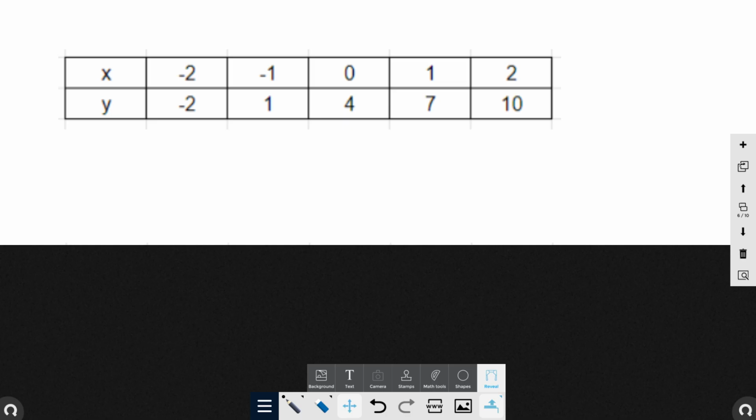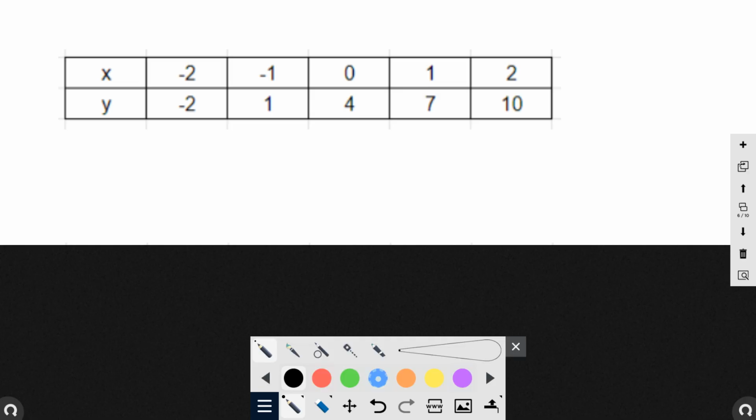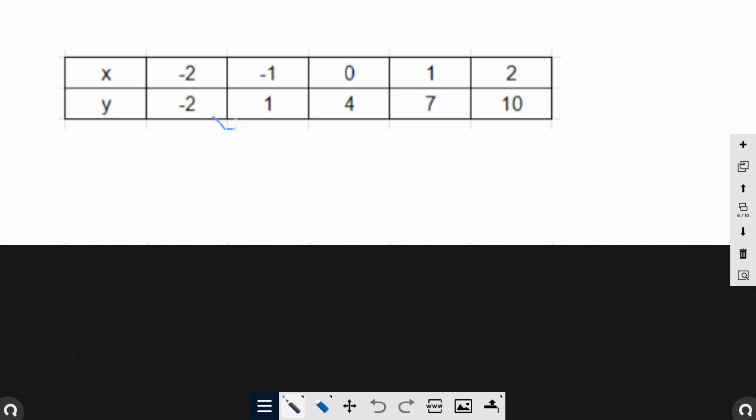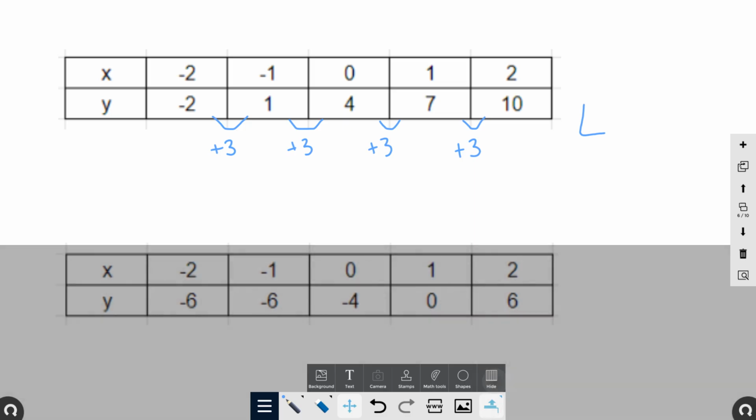So first off, the x's have to be consistent, but if you notice in this one, it goes -2, -1, 0, 1, 2. We're going up by 1 each time. So now let's just look at the y values. What's happening from here to here? You're adding 3. What's happening from here to here? You're adding 3. Here to here. And last, add 3 again. So each time we're adding 3, so that would be linear.